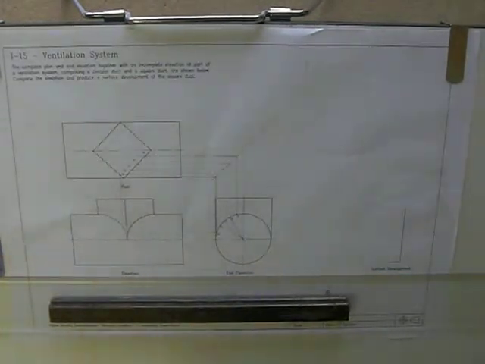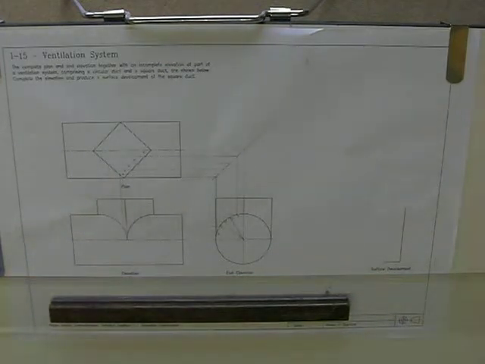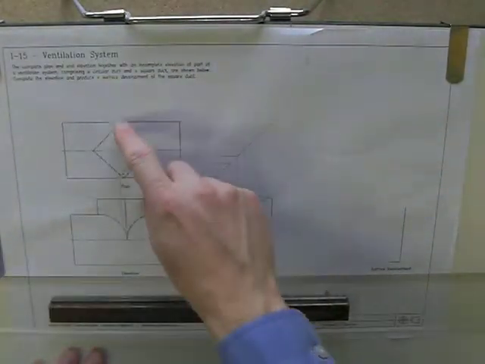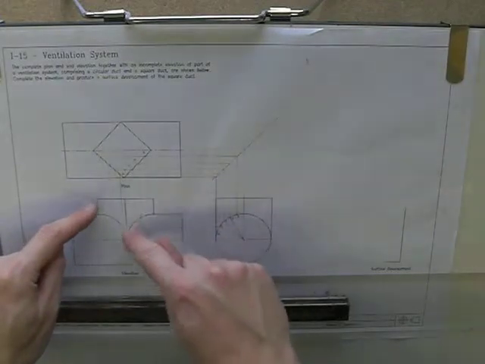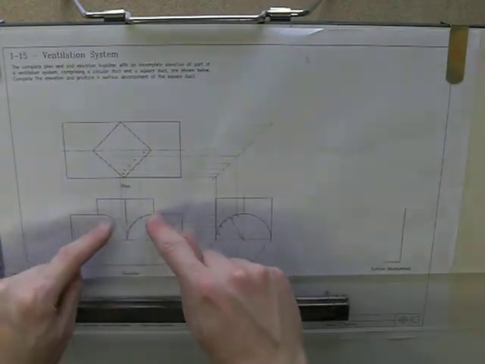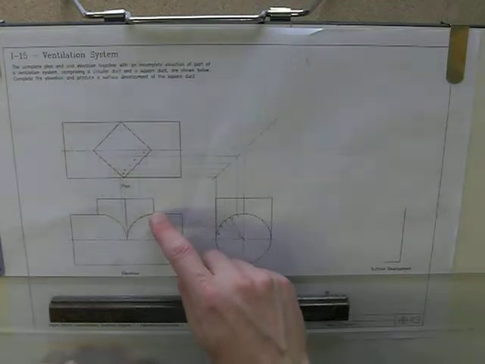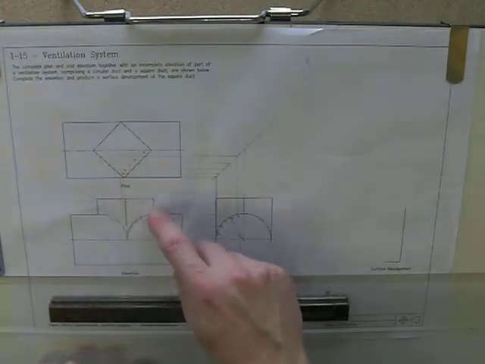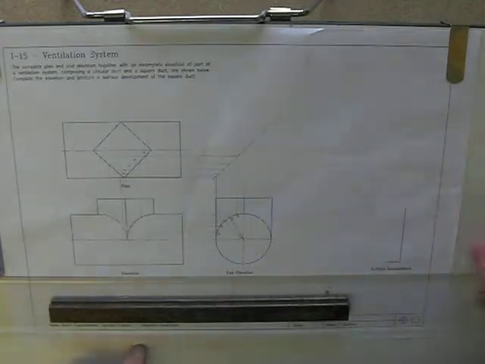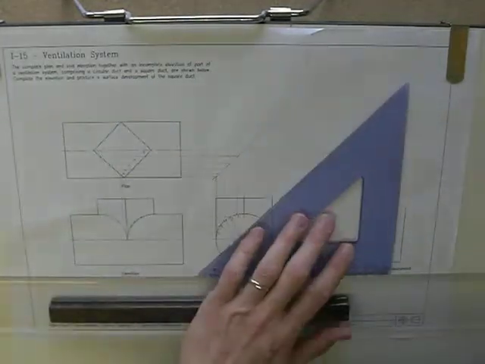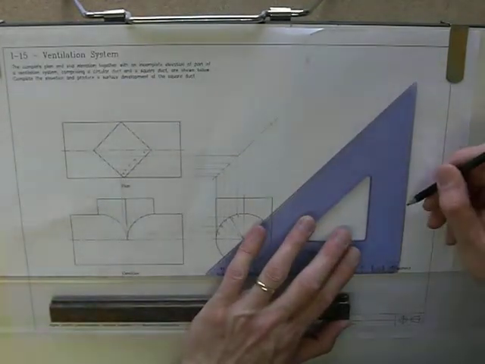Okay, we're now going to look at the surface development of this. It's the surface development of the duct, the square duct. So obviously the top of the square duct is flat, and then it's going to curve down on each of the sides. Okay. So what we're going to do here is it's going to be drawn sort of side on. So we need to draw and extend this line here.